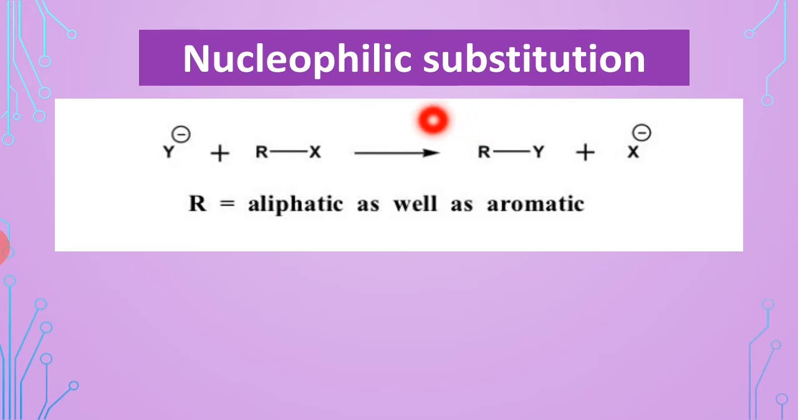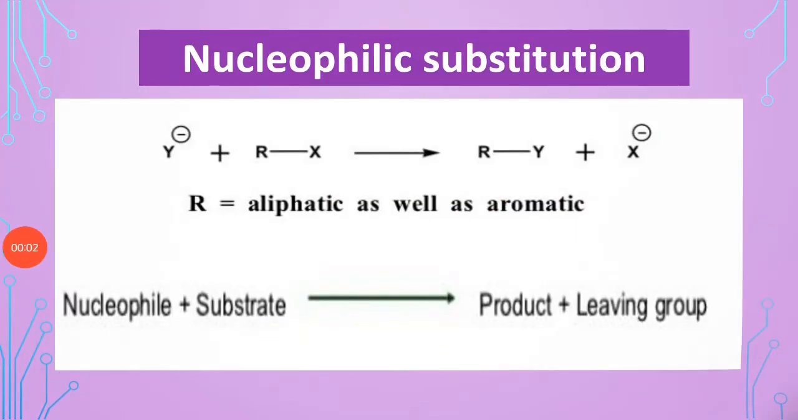Then unimolecular. Unimolecular means the reaction involves only one molecule in the transition state of the rate limiting step. So this is an example of a nucleophilic substitution reaction, where Y is the nucleophile which attacks the alkyl halide and there is a formation of the product. The reaction may be aliphatic or aromatic. Understood? Next, kinetics of the reaction.